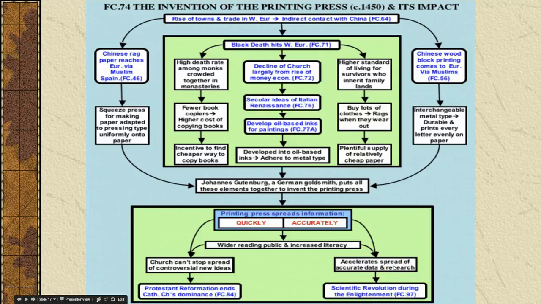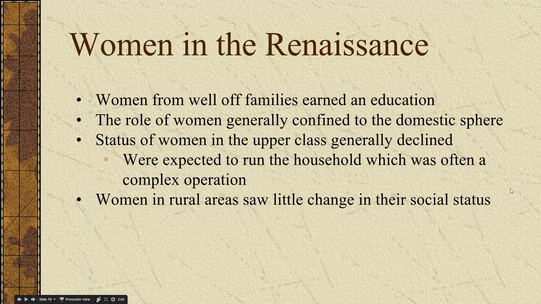So the printing press is really important, and it genuinely transforms European society in many ways. It's very much responsible for the Protestant Reformation and very much responsible for the scientific revolution and the Enlightenment that we'll study later. So the printing press, don't sell it short. It is an important invention.